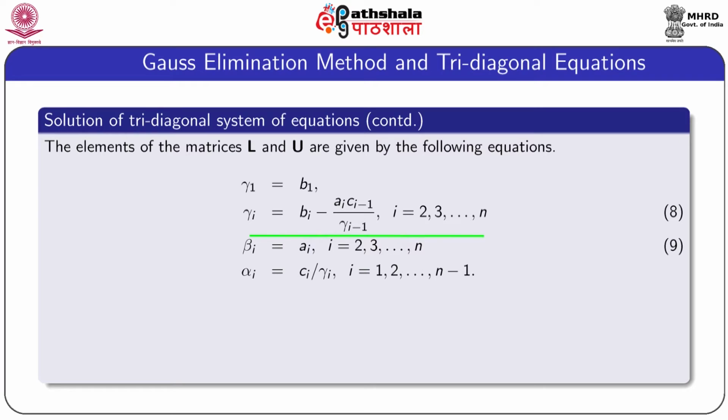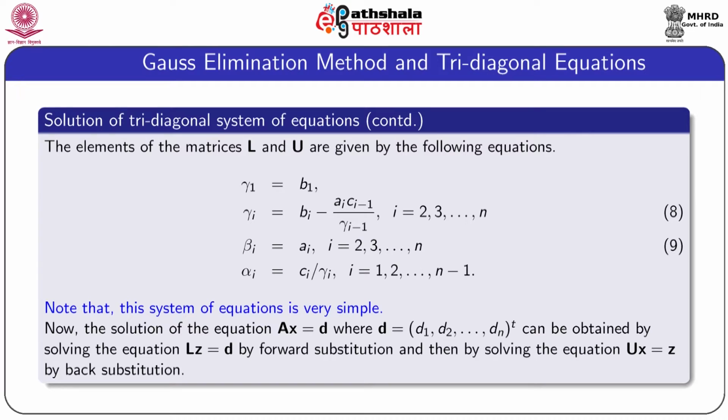So from equations 8 and 9, we can calculate all the values of alpha, beta and gamma, and hence we obtain the matrices L and U. Note that this system of equations is very simple and it is easy to program, and the time complexity to evaluate all alpha, beta and gamma is of order n, where n is the number of equations or number of variables.